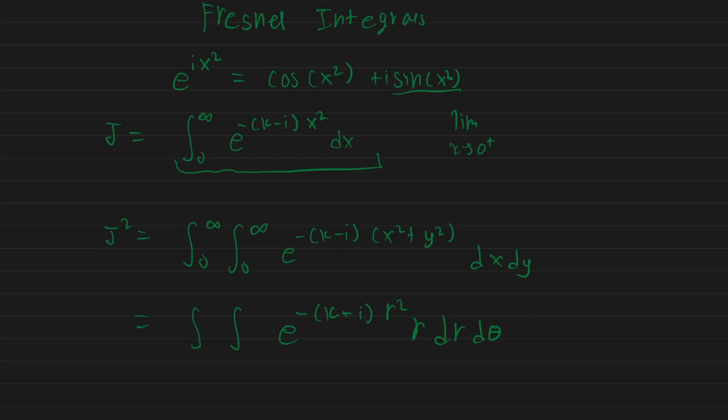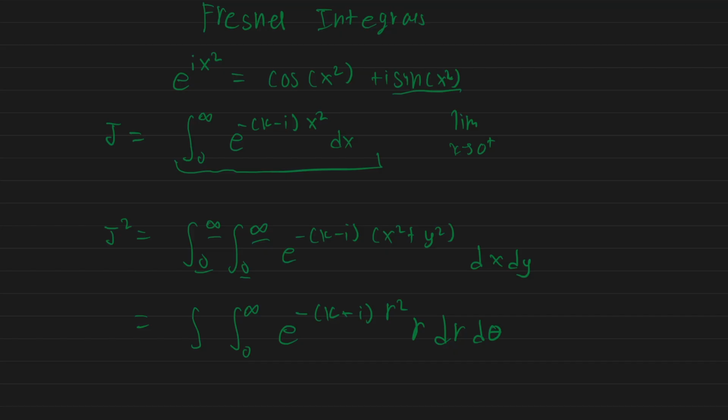Now let's think about what our bounds are going to be. So our bounds for r: well, x squared plus y squared equals r squared, right? We know x is from 0 to infinity, y is from 0 to infinity, so r squared, or r, can be from 0 to infinity. Now next, what is theta going to be?